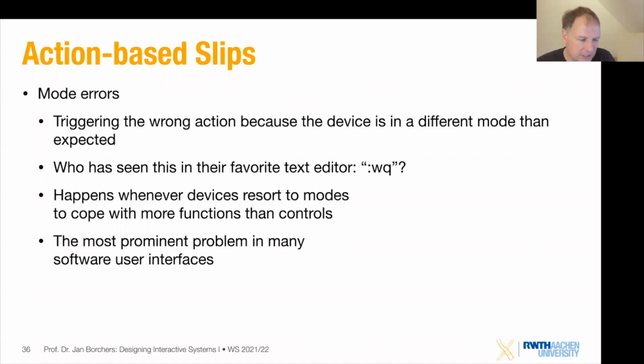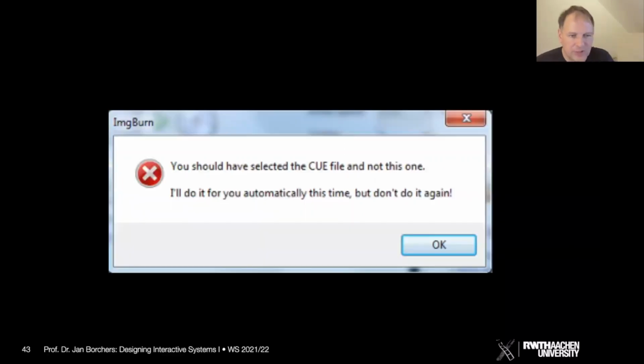So keep reading, and I've got a wonderful little error dialog here that I want to show you. This is a dialog box from the ImgBurn program on Windows, showing you a great example on how not to handle errors. It's kind of like basically yelling at the user, I'll do this automatically this time, but don't do it again. That's terrible design, right? Don't deal with errors this way.